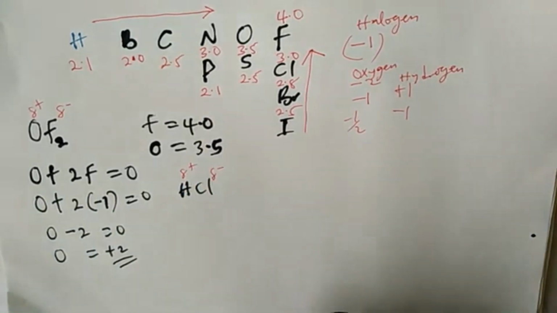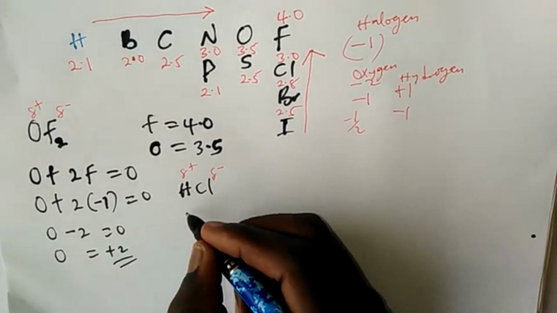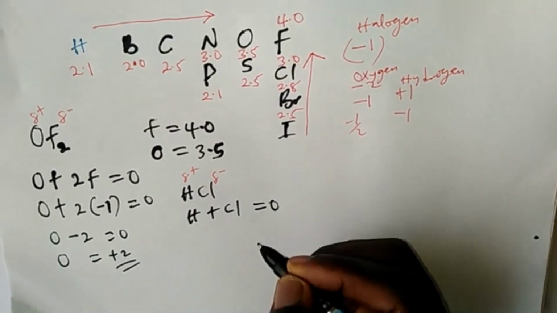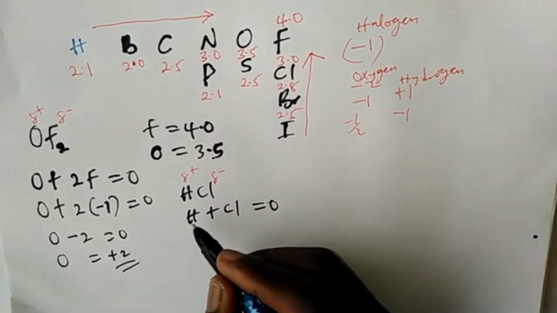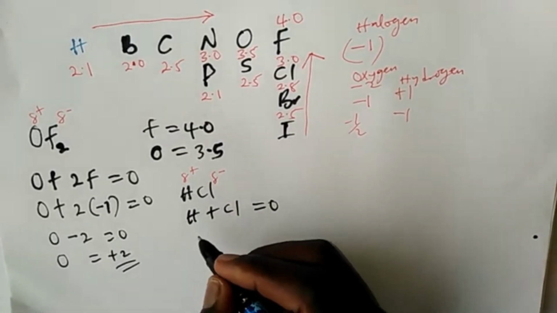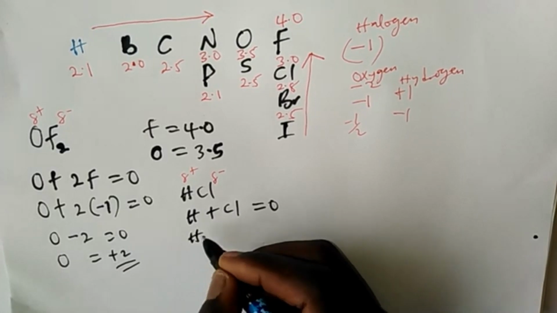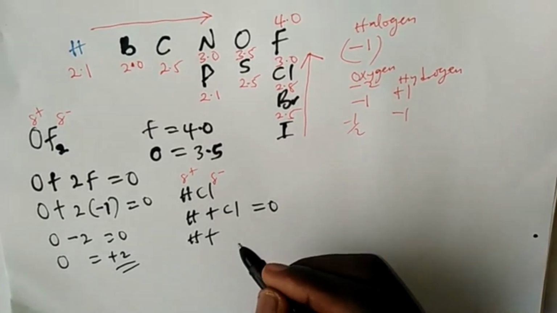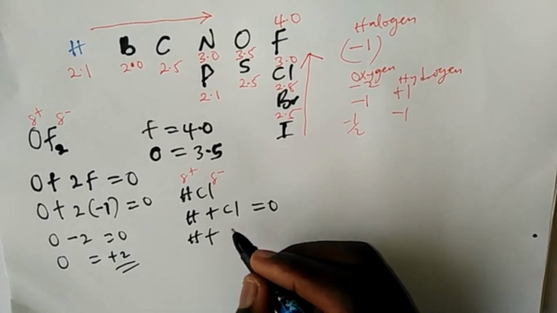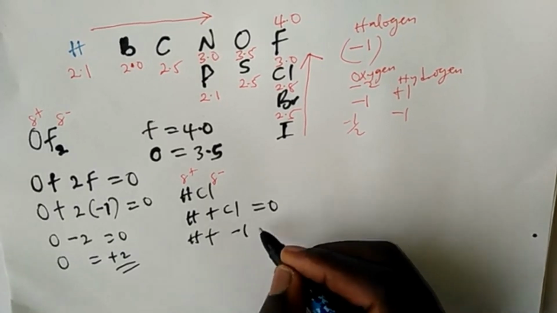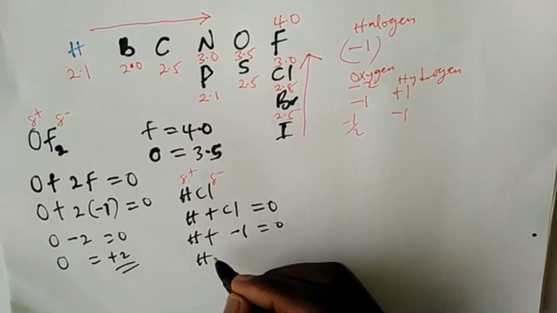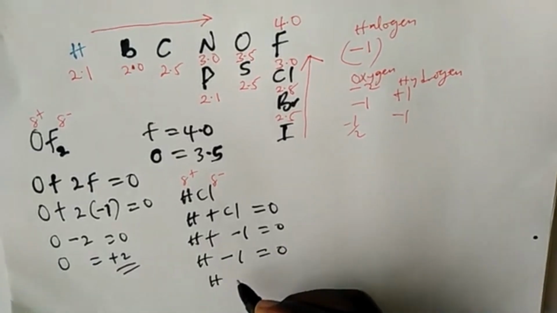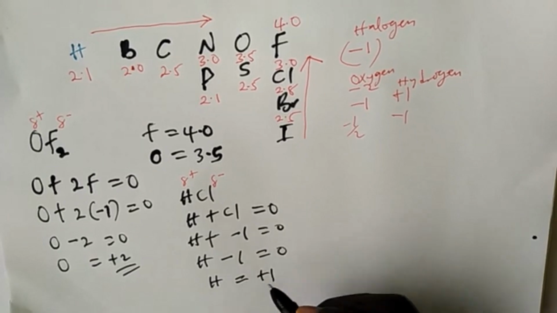Therefore, we say hydrogen plus chlorine is equals to 0. The overall charge is 0. So hydrogen, just put hydrogen plus chlorine. Chlorine is -1, like we said earlier. -1 is equals to 0. Hydrogen -1 is equals to 0. Hydrogen is equals to +1 when you carry it to the other side.